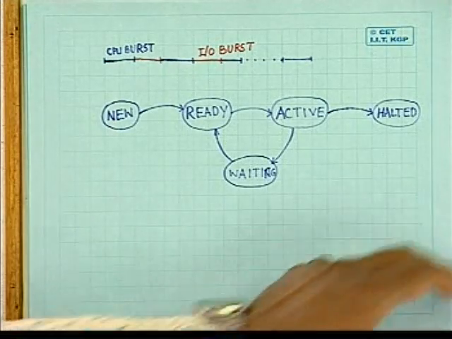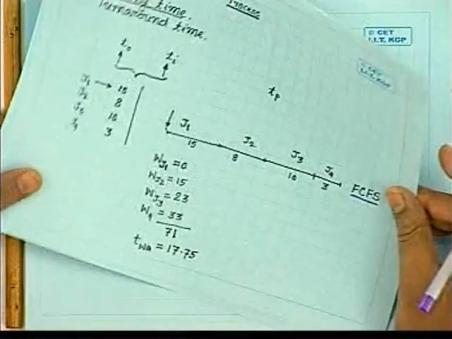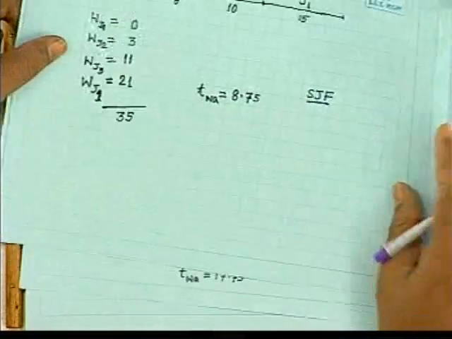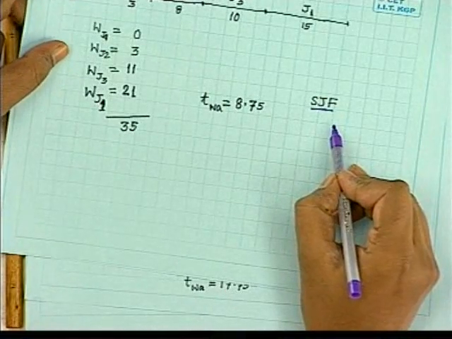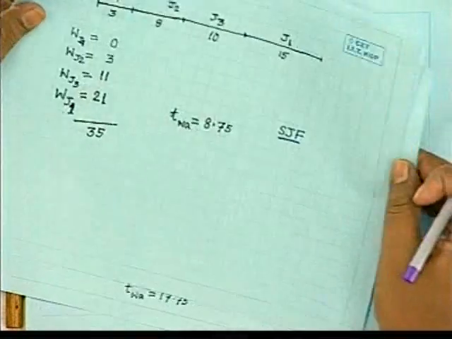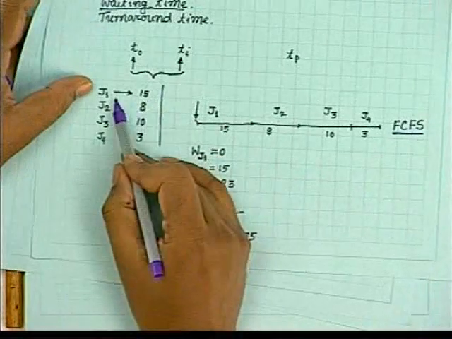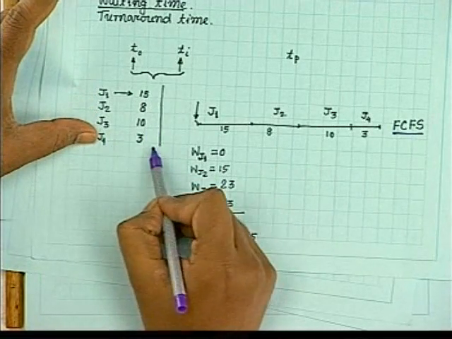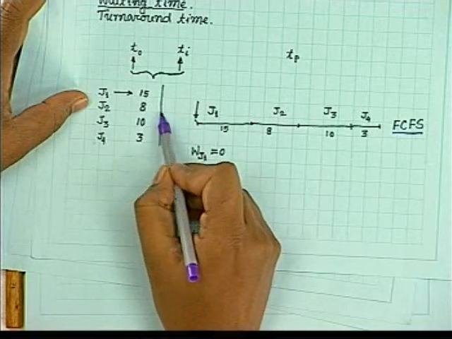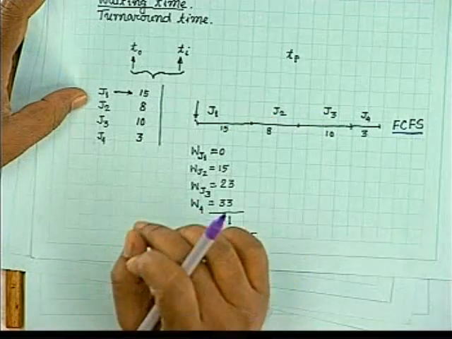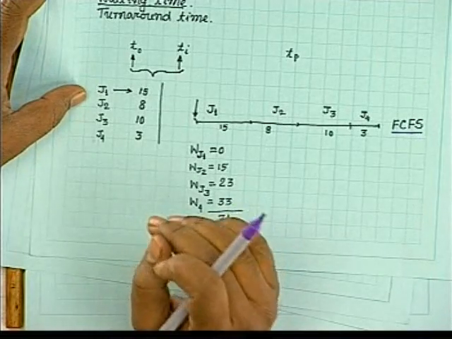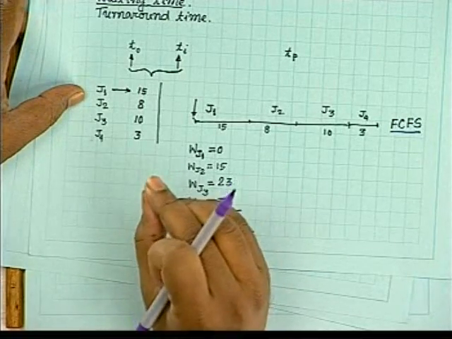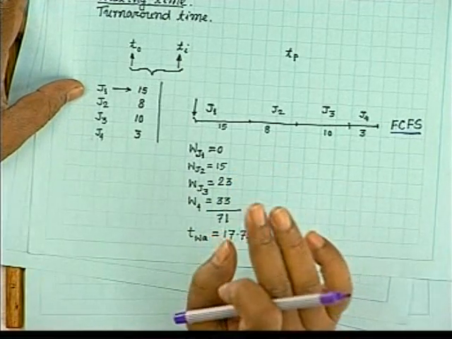Okay. So in both the CPU scheduling algorithms that we have discussed, whether it is first come first serve or shortest job first, the time durations that we have specified, that is for J1 15 time units, for J2 8 time units, J3 10 time units, and J4 3 time units, are actually the execution times of the next CPU burst. Okay. So in order to have an efficient scheduling algorithm, we have to have some idea of what the next CPU burst time of the job is.